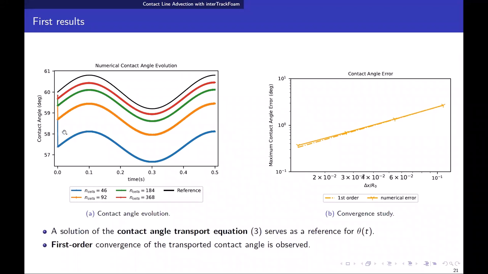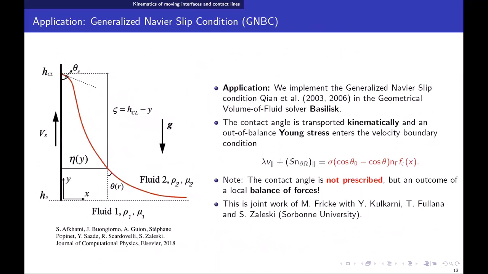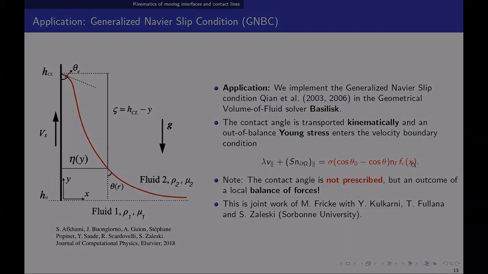But if you just don't prescribe a contact angle, just measure it, you can have a GNBC condition. And another important factor is this F epsilon of X. This is actually a distance away from the contact line. You have to define it somehow. There's no proper value for this yet. So these two challenges are there: measuring the contact angle and defining this function F epsilon.